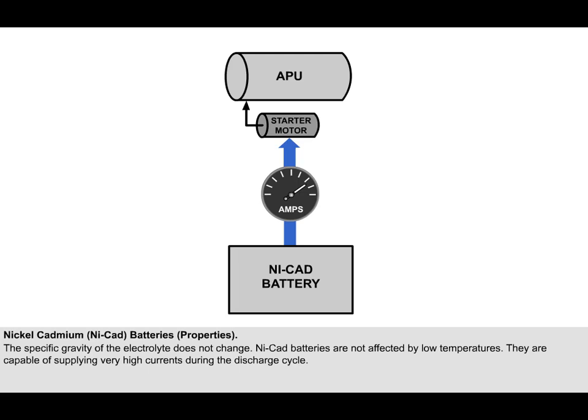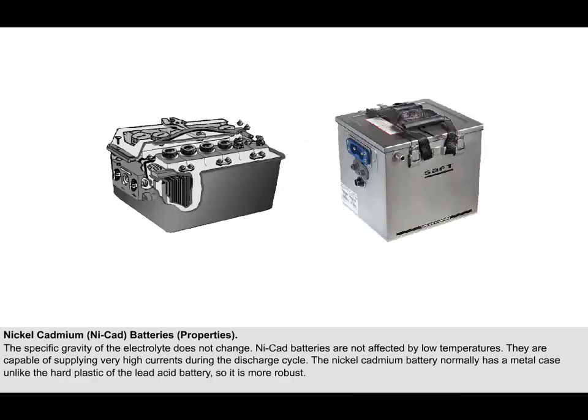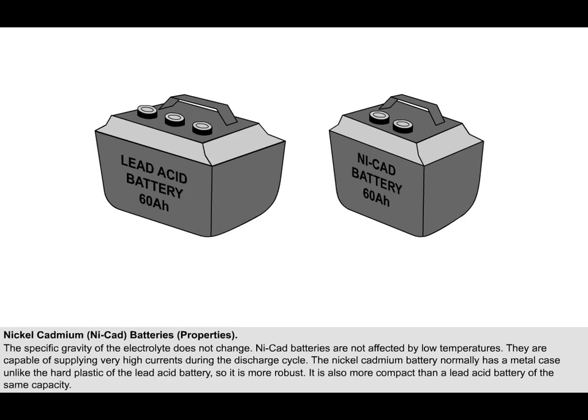A NiCad battery has a low internal resistance. Because of this, it is capable of supplying very high currents during its discharge cycle. This type of battery is often used to drive the starter motor of an airliner's auxiliary power unit. The nickel-cadmium battery normally has a metal case, unlike the hard plastic of the lead-acid battery, so it is more robust. It is also more compact than a lead-acid battery of the same capacity.